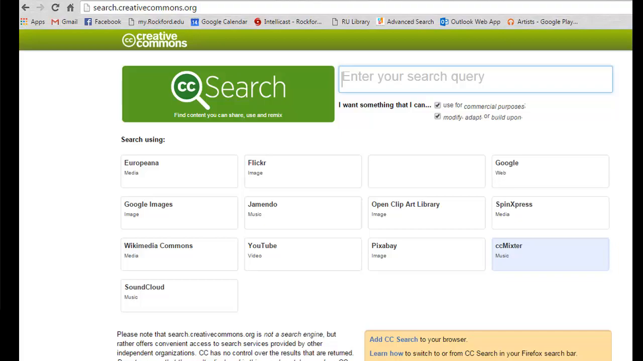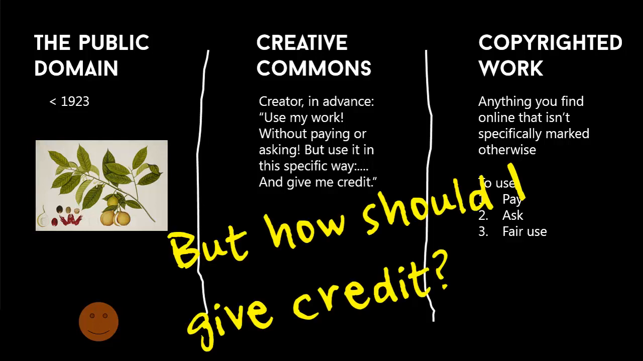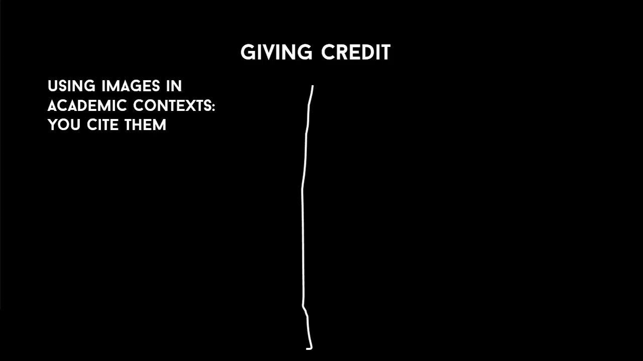Okay, so we've got these three categories, and you're like, okay, I think I kind of sort of get it, but then you're like, what? How should I give credit to this? Okay, super fast. If I'm giving credit, I'm going to make another two columns here. I've got to break this up by, are we using these images in an academic context, where we cite, right?